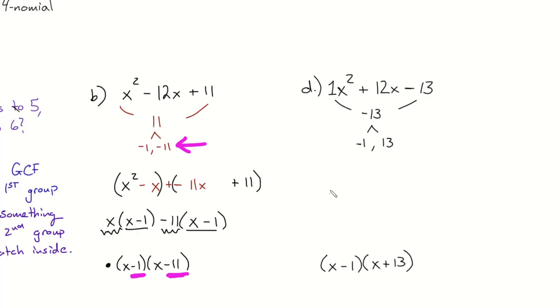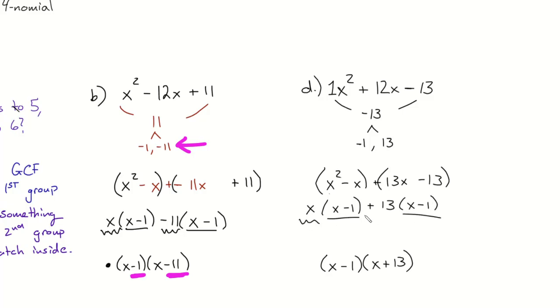If I wanted to do the whole grouping thing, I could. X squared minus x plus 13x minus 13. Put my parentheses in. X comes out, leaves behind x minus 1. What comes out of this one? 13 leaves behind an x minus 1. X minus 1 and x plus 13. Hey, we get the exact same thing. If the leading coefficient is 1, then there is a shortcut.